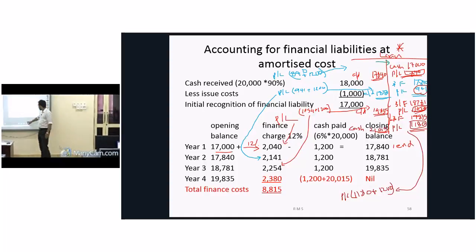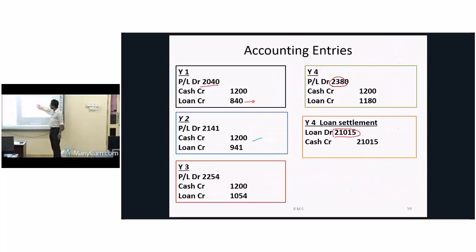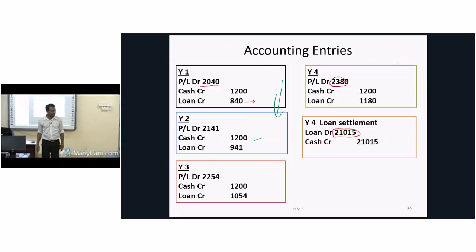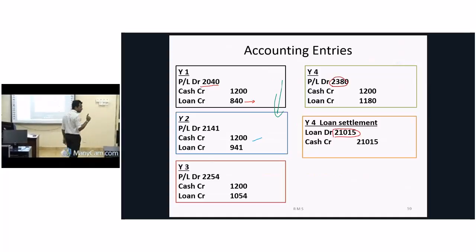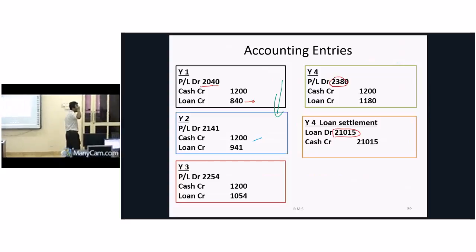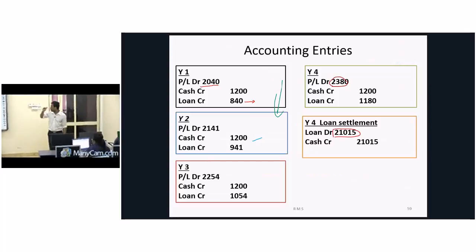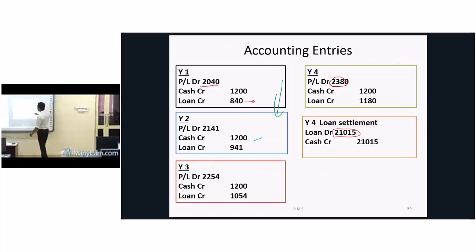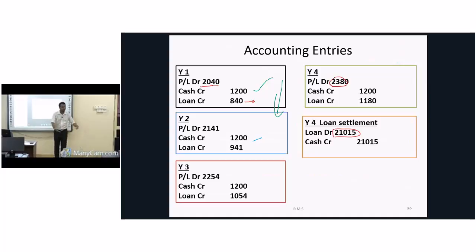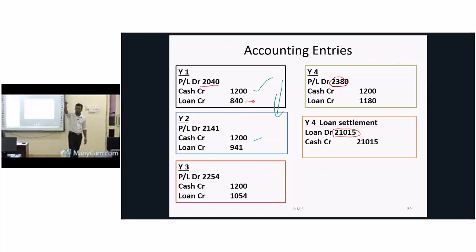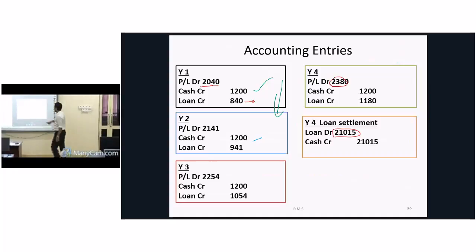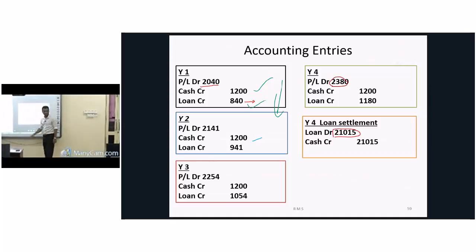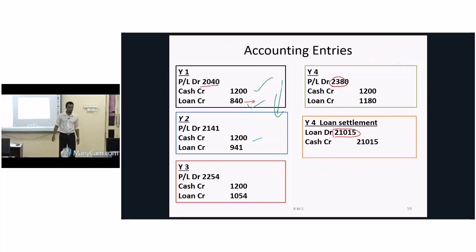Second, if you look, the double entry is there. You pay 1,200 cash as interest. What should be your total finance cost? 2040, because the total cost should be at 12%. 2040 profit and loss account debit. But you pay only 1,200 in cash. The others are hidden costs, which should be added to the loan balance. So loan account credit 840 and cash account credit 1,200. Understood?